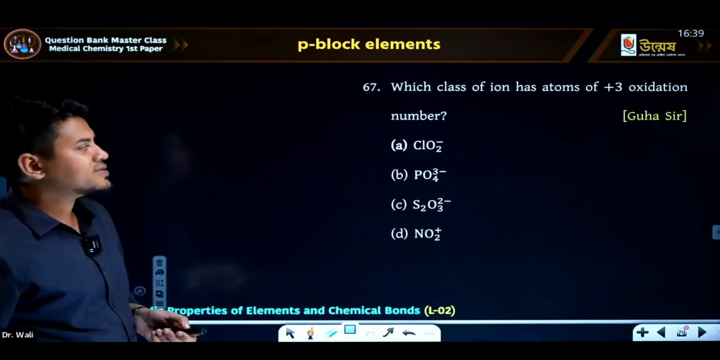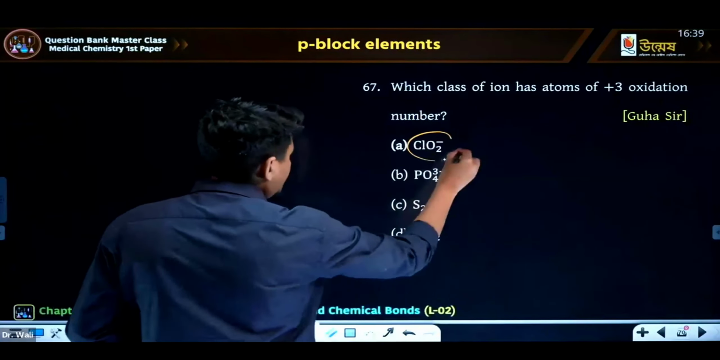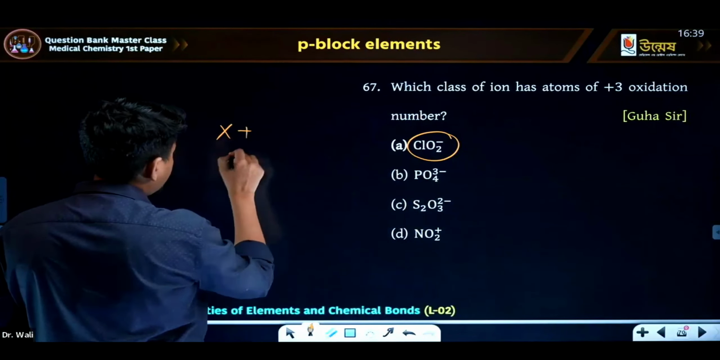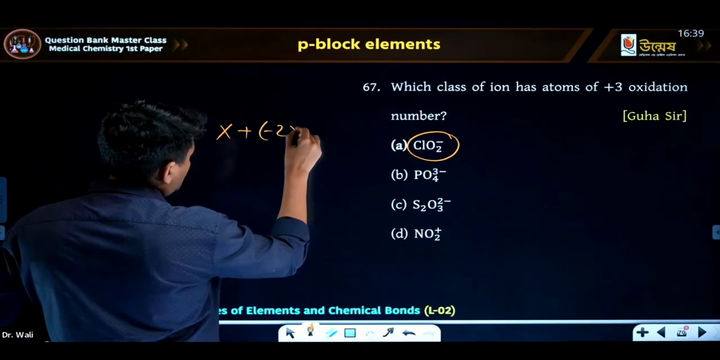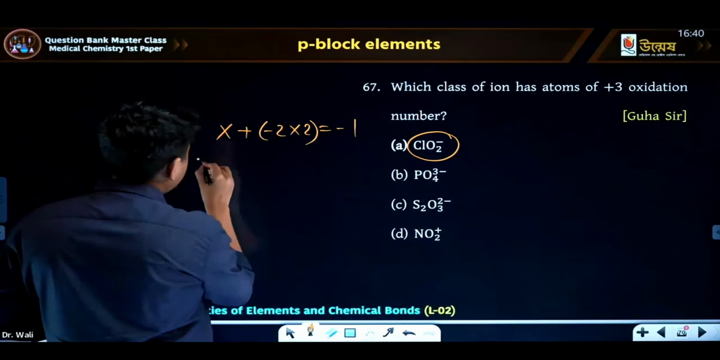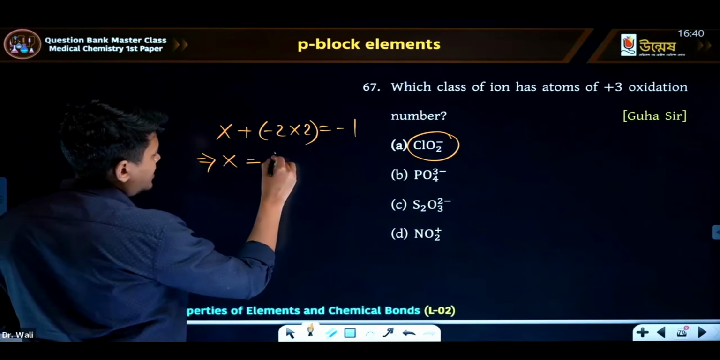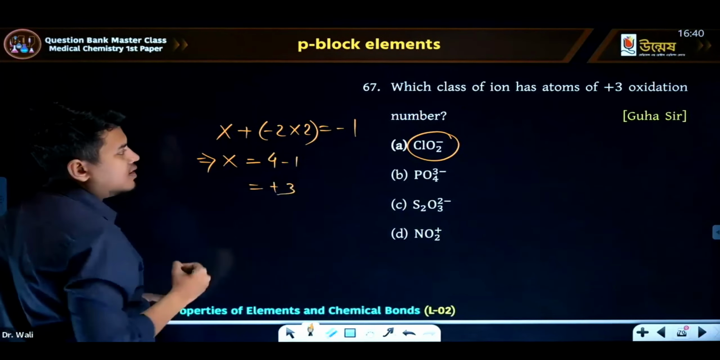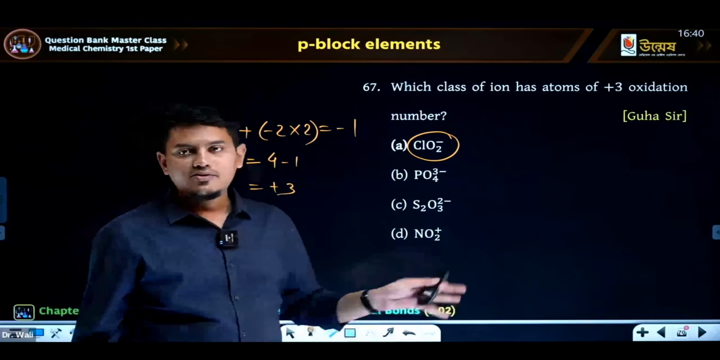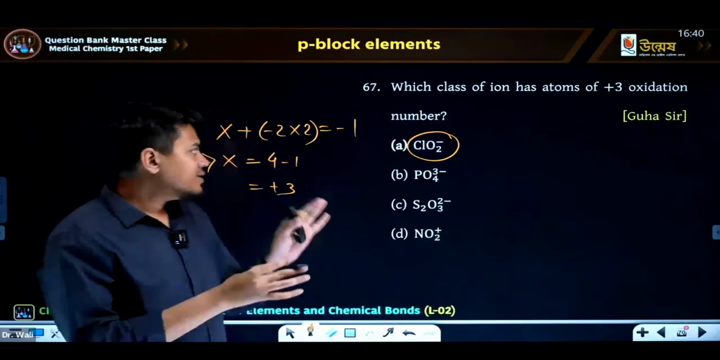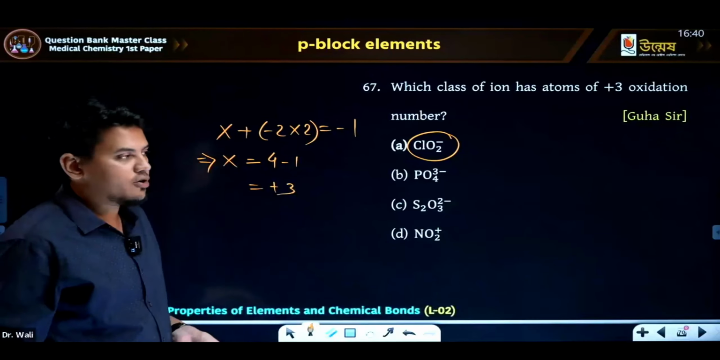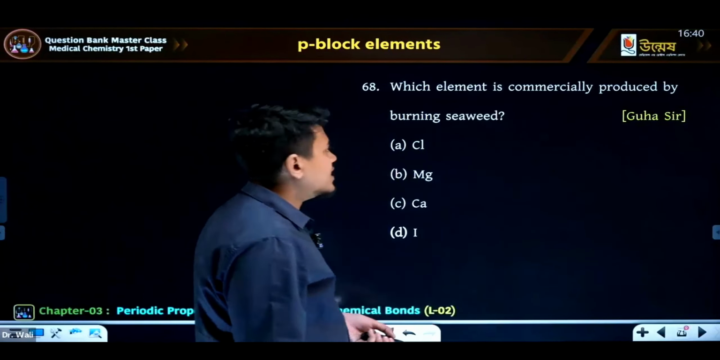Which class of ion has atoms of +3 oxidation number? If we go for this, we can easily calculate the oxidation state of fluorine using this one. Oxygen will show -2 oxidation state, and together it will be -1. So we can easily say that it will be 4 - 1, and the answer will be +3. So our correct answer will be A. We can easily determine the rest of the oxidation states as well, but we don't have to. I think this way will guide you on how to determine that, in case you forget or get puzzled.